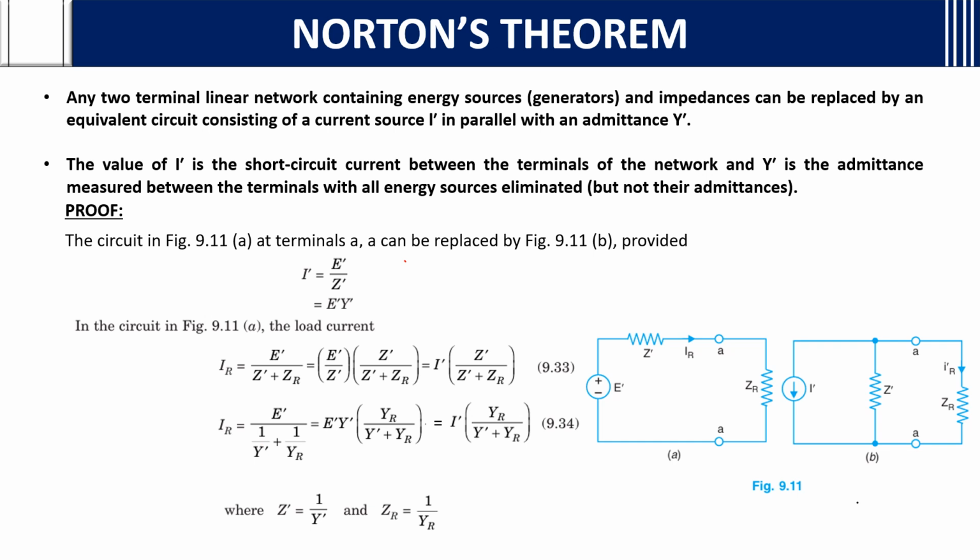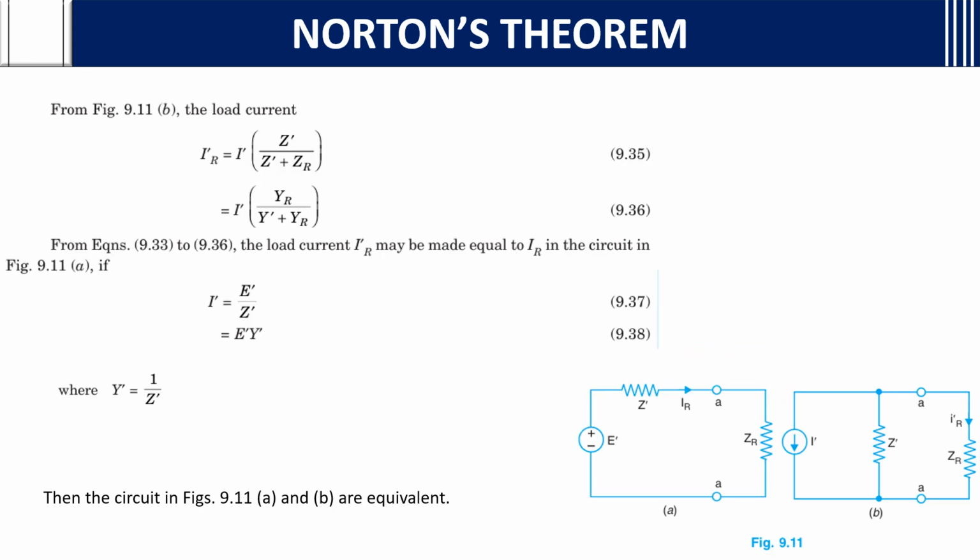Now we will see the second figure. In the second figure 9.11b, how do we calculate the load current? You want the load current at this resistance. So the total current is I dash, multiplied with the opposite resistance, that is Z dash by Z dash plus ZR. If you substitute Z dash equal to 1 by Y dash and ZR equal to 1 by YR, then you will get I dash into YR by Y dash plus YR. If you see, the load currents calculated with this circuit and this circuit are similar. We get the same values.